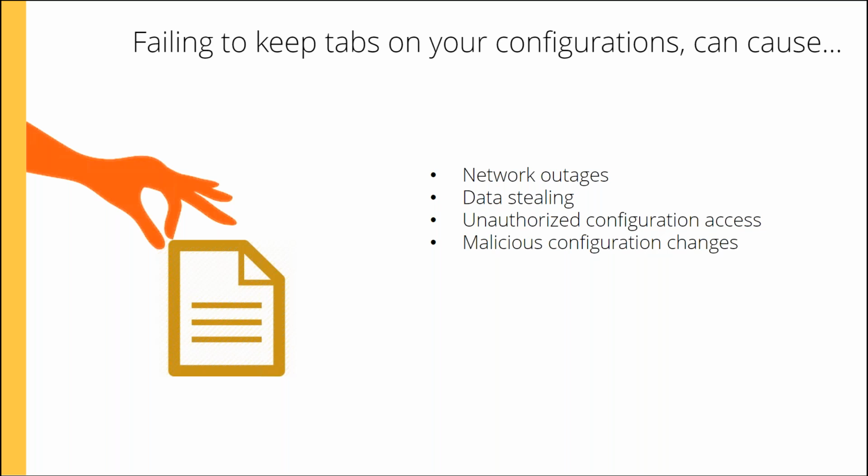So what will happen if we fail to keep track of the configurations? If the configurations are not visible, if they are not monitored, we will face network outages. We may have to deal with data theft, unauthorized configuration access, and malicious configuration changes. These are all the challenges that we may face when we are not monitoring the configurations, basically for the major or mission critical network devices.